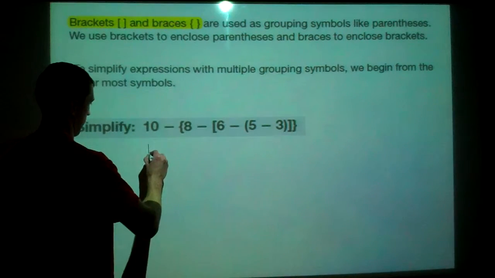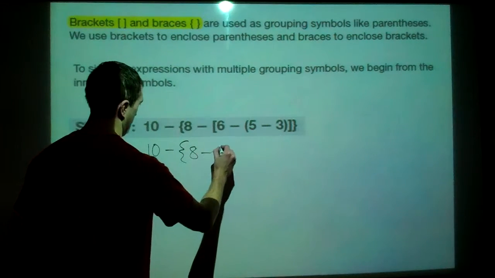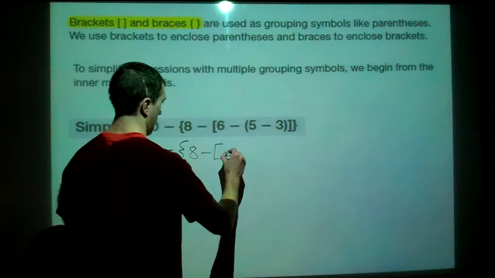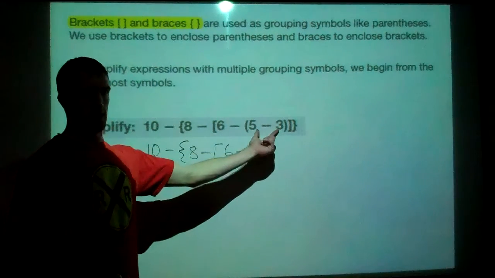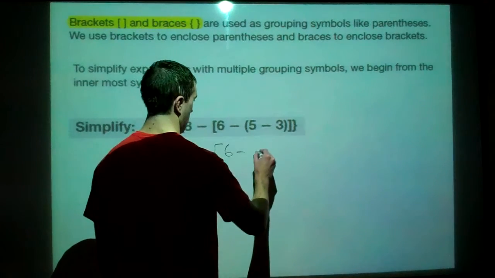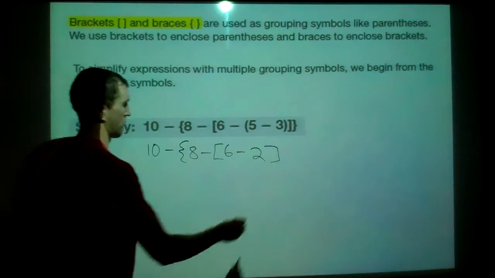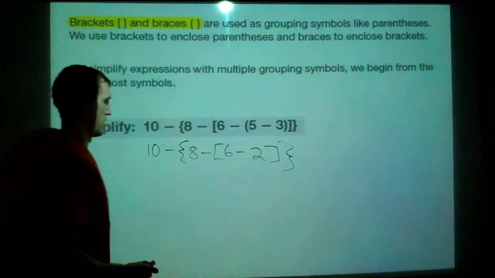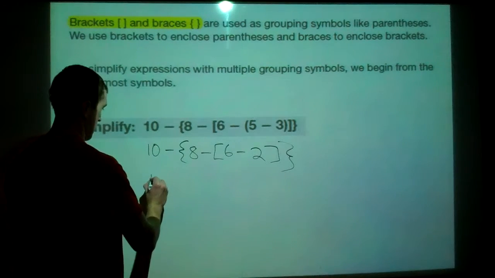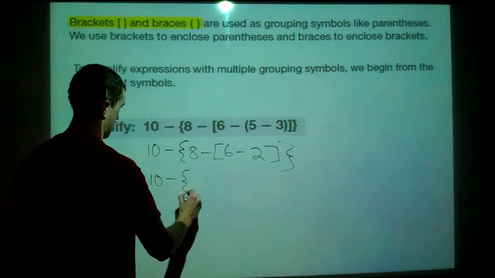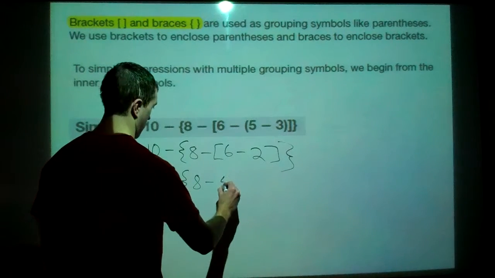So I'm going to rewrite things here. 10 minus 8 minus, we have a bracket, 6 minus. Now, we're going to do 5 minus 3, that's the innermost one, and that's 2. And we close that. So now we have 6 minus 2 is our next innermost. So rewrite 10 minus 8 minus 6 minus 2, which is 4.